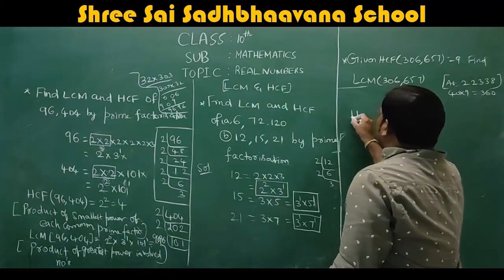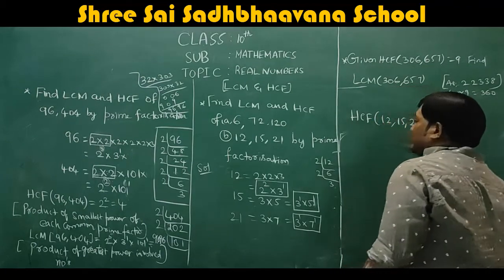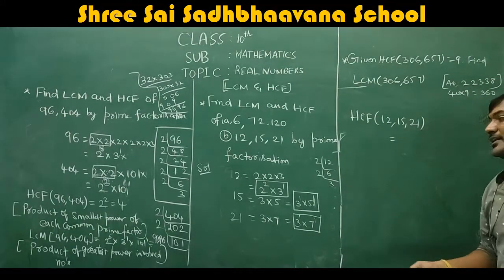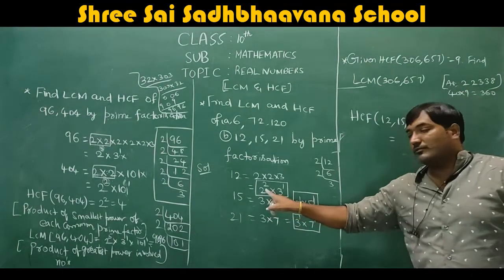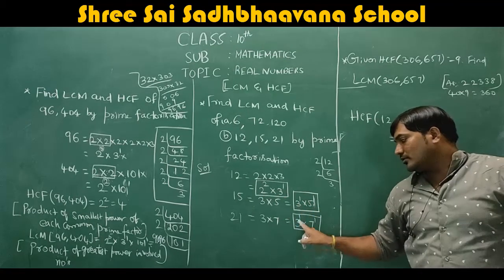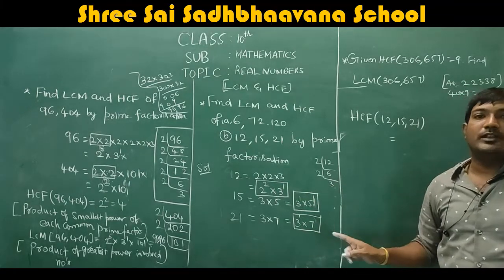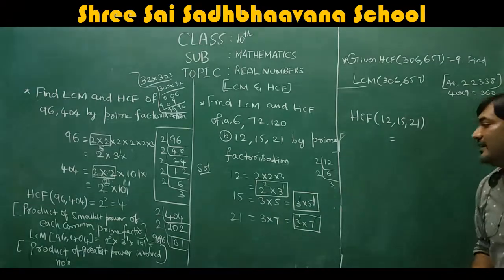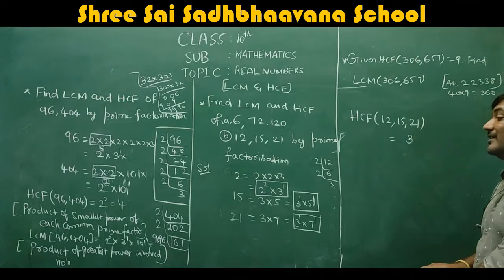To find the HCF of 12, 15, 21, what is the thing which we have to write first? Which is the common number in these 3 expansions? See the boxed ones. 2 square means 2. Is 2 common in all? No, leave it. 2 is not common in all expansions. 3, 3, 3. So 3 is there. Write 3.